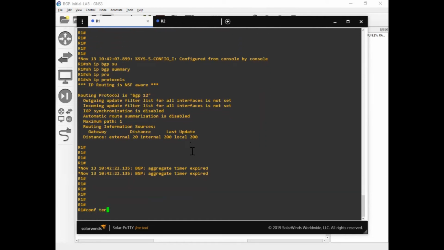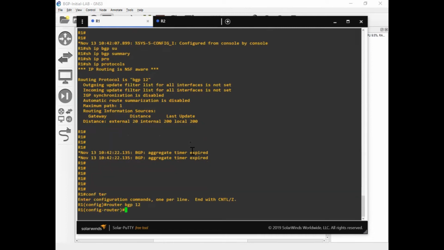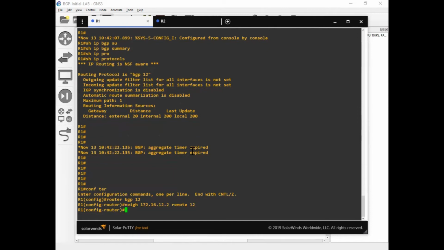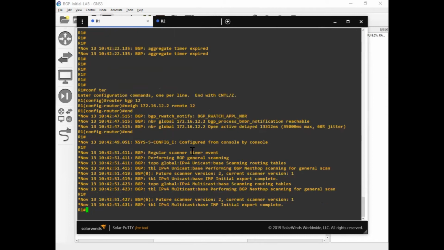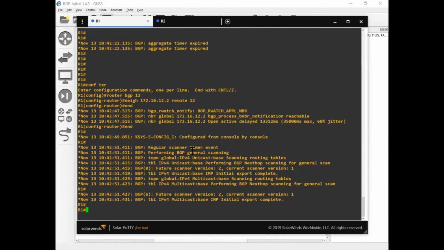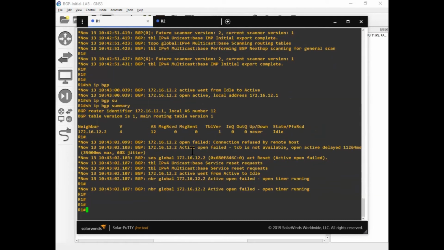Now I need to go to configure terminal, router BGP 12, and I need to put the neighbor command, 172.16.12.2, and the remote AS is 12. Let us say, and we can see, yes, something more has started up. Some initializing is going to happen. And if I check show IP BGP summary now, you can see the state is idle.